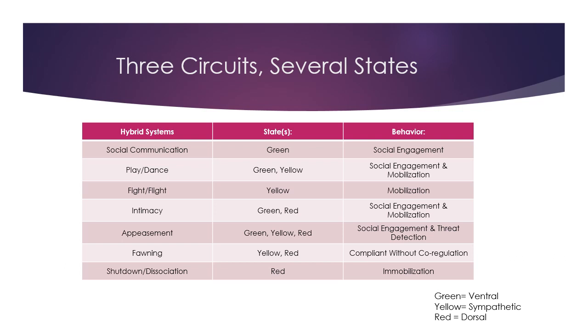The next two are combined by a lot of sources. Stephen Porges does not separate them out. When you're trying to appease someone, you're in ventral, dorsal, and sympathetic, which is green, yellow, and red. An example of this is when the victim is attempting to convince the perpetrator's nervous system that the victim is actually on their side. When you're fawning, yellow and red, you're trying to please the perpetrator through compliance with an expectation that they will be less aggressive and less violent. When you shut down or dissociate, you are in dorsal or freeze, red, totally immobilized.